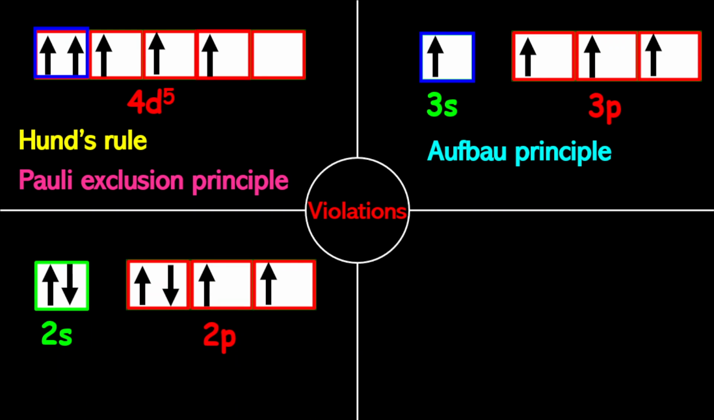Now looking at another example here, look carefully. The 2s has 2 electrons, and on the 2p, you have electrons going half and then pairing up starts taking place, and so therefore there is no violation for this example.